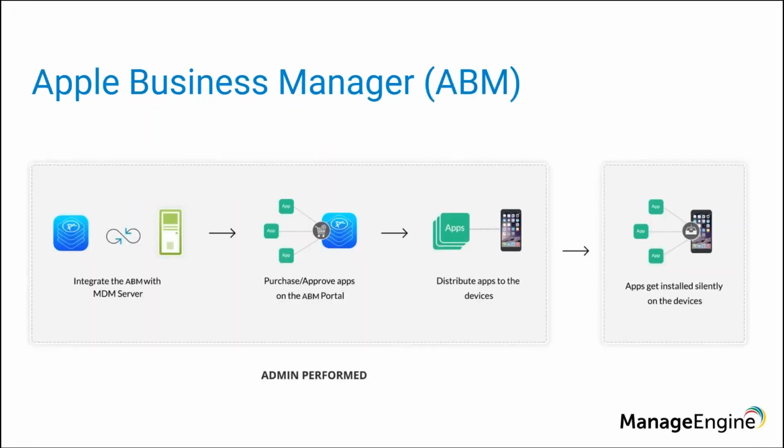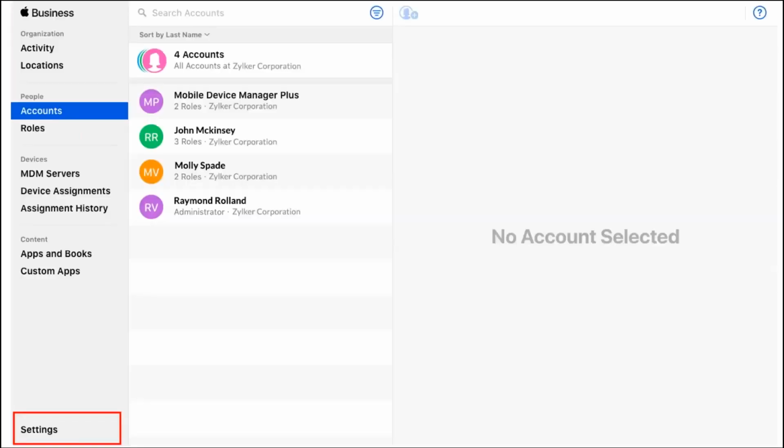And the next part is how the ABM works. Let's assume that you have integrated the Apple Business Manager server with the MDM. We can purchase or approve applications from the ABM portal. So they have their own app store under ABM, Apple. And once those applications are approved, you can then distribute the apps. Once the apps are distributed, the apps get silently installed on the devices itself.